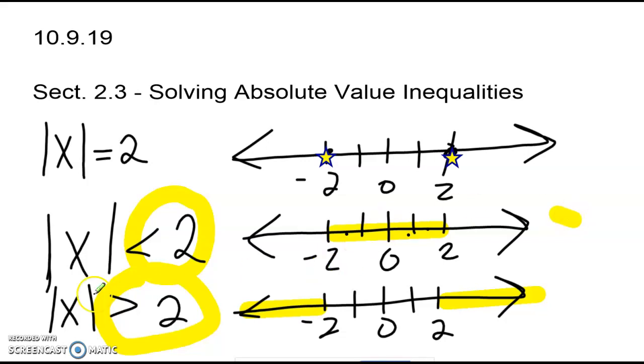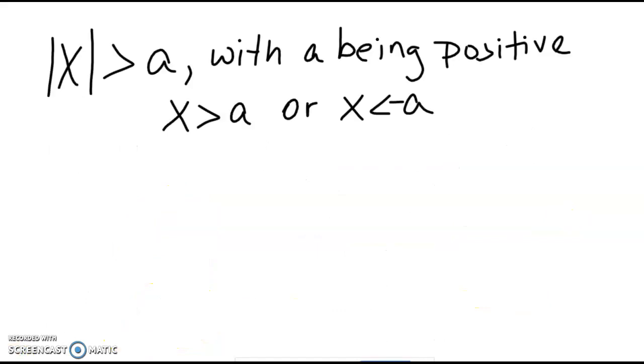So let's look at the generalization that we're going to use when we're solving inequalities, and then we'll go through a couple of examples. So when we have a problem that states the absolute value of x is greater than a, and as long as a is positive, then we will rewrite it or say that the solution is that x will be greater than a, or x is less than negative a.